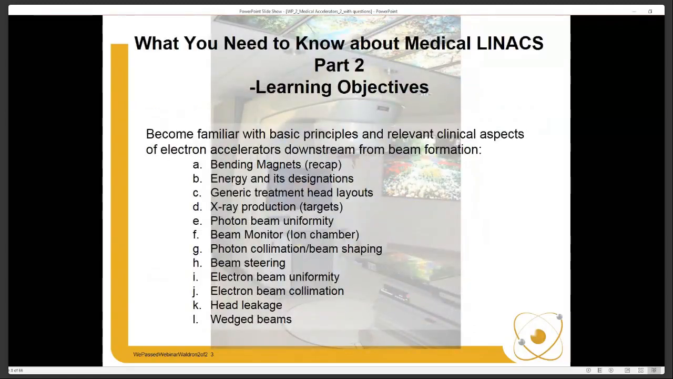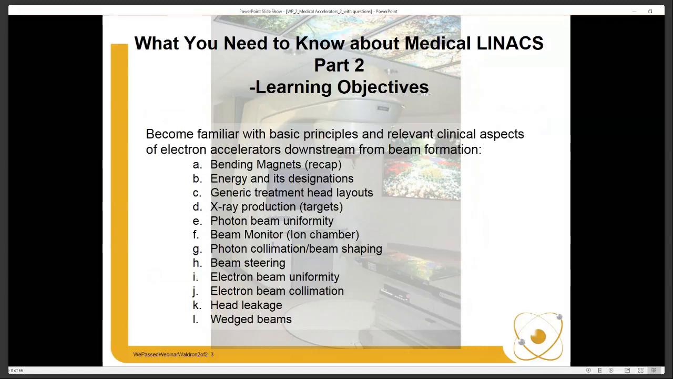Tonight's learning objectives are to become familiar with the basic principles and relative clinical aspects of electron accelerators, really the technology downstream from beam formation. In the first hour, we talked about basically generating an electron beam: electrons, accelerator, bending magnet. I'm going to briefly, and I mean really briefly, recap the high points from the last lecture. That's going to involve talking a bit about bending magnets, and then we'll move on to a discussion of what we mean when we talk about electron energy.